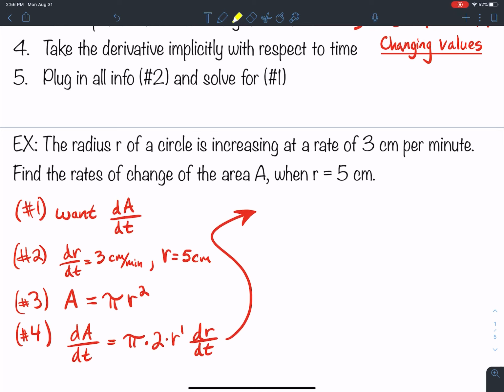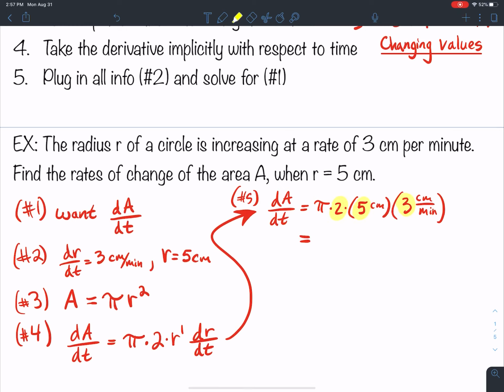Now I'm going to take everything that I know and plug it in. So what do I have? dA/dt is equal to pi times 2 times r. What is r? r is 5, so I'm going to plug in 5 centimeters. And then dr/dt, what is dr/dt? That's 3 centimeters per minute. So what does this give me? I have 2 times 5 times 3, which is 30, times pi, so 30 pi.